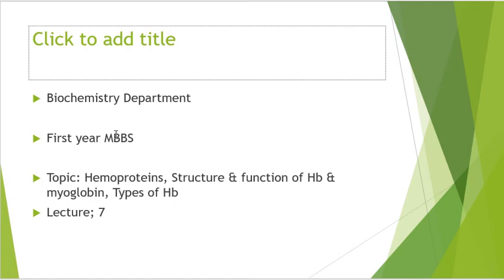Today the lecture is about proteins: the structure and function of hemoglobin and myoglobin, and the types of hemoglobin. In the previous lecture, we studied the catabolism of heme and also hyperbilirubinemia. Now the hemoproteins: structure and function of hemoglobin, myoglobin and types of normal hemoglobin.